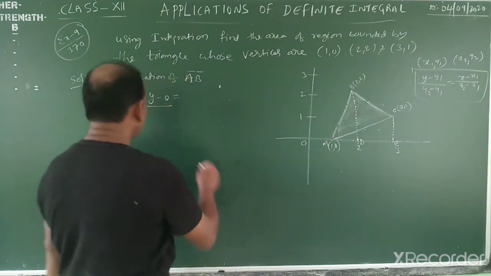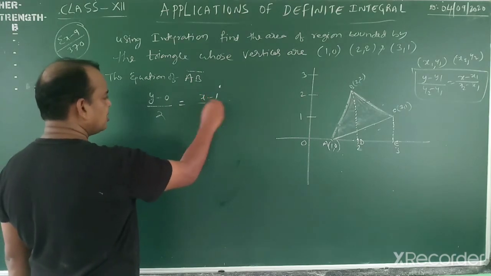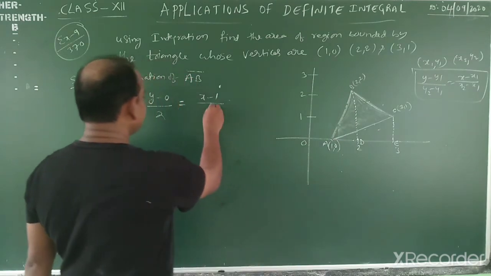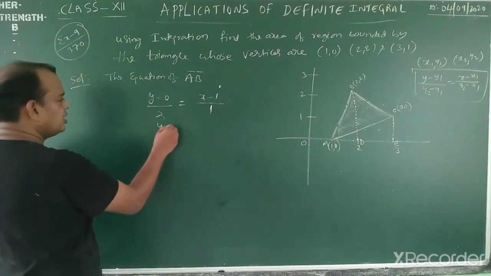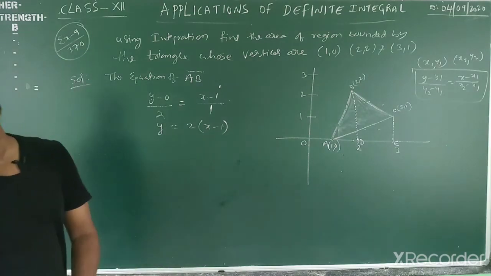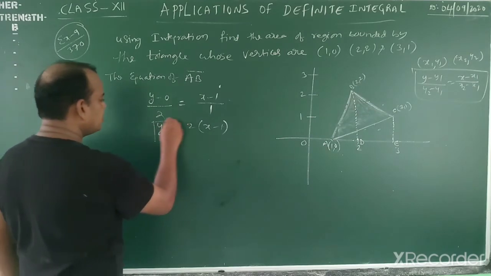2 minus 0 means 2. x minus x1, x minus 1 by x2 minus x1 means 1. Here y is equal, you need the y. y is equal to 2 into x minus 1. Okay, my dear students. In this way, you will find. This is the equation of AB, it is over.